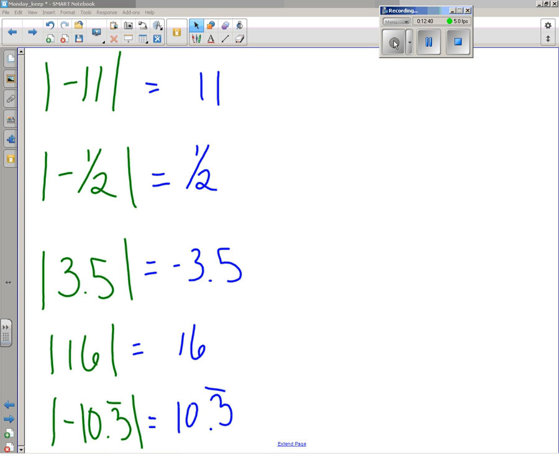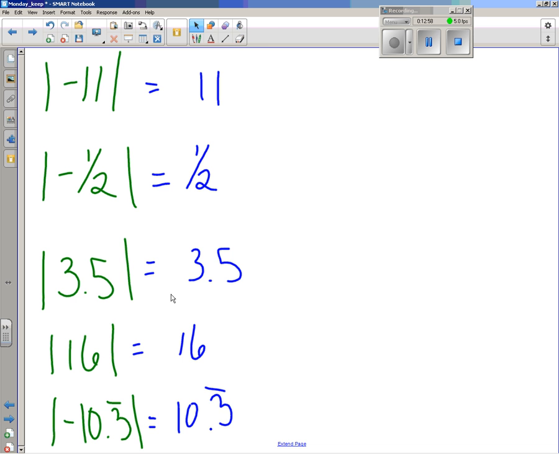Notice all of your answers are positive because the absolute value of a number can never be negative. And I actually made a mistake right there. I put for here that the answer was negative 3.5. That is totally wrong. Bad, Mrs. Ott. It should be positive 3.5.